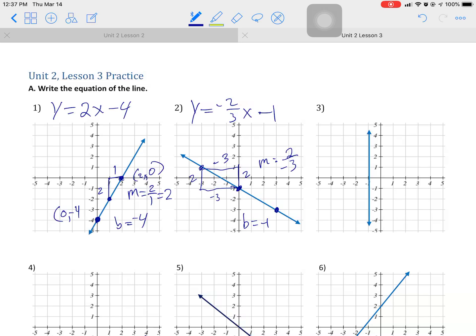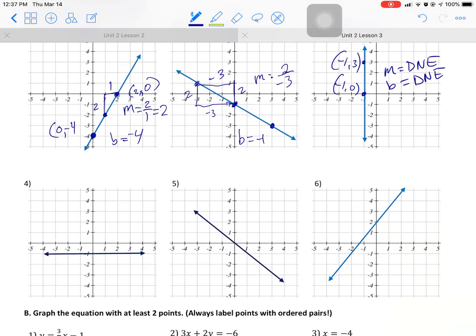Yep. Okay. All right, this one has what? Its slope is undefined, so it doesn't have a slope that exists, so therefore it doesn't have a y-intercept. So it's not going to start with y equals. So x equals, let's see, where is this? This is x equals 1. Okay, if you need to put some dots on the line, this is what? (1, 0), (1, 3). Okay, that's the equation of the line.